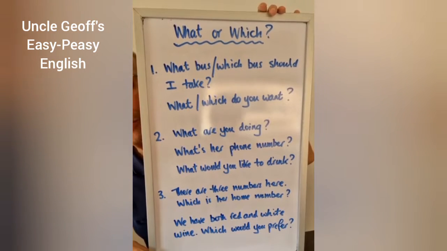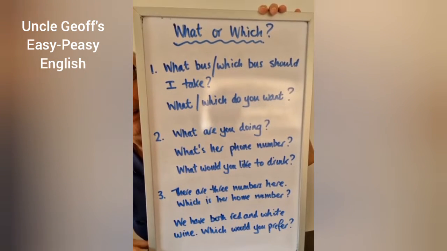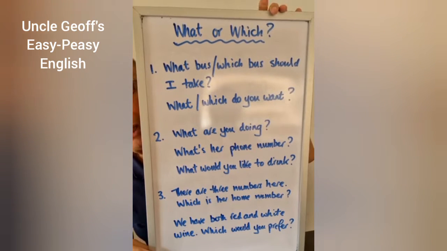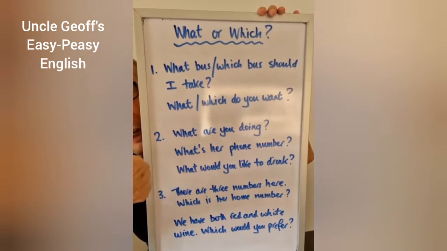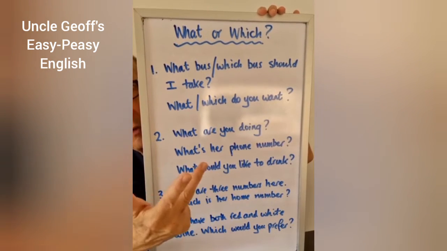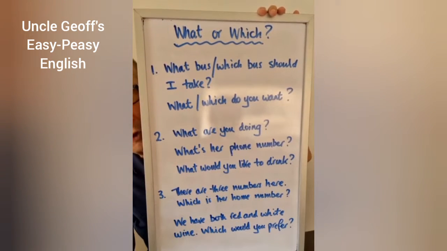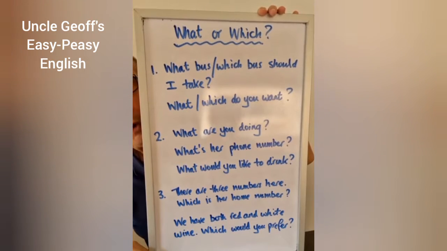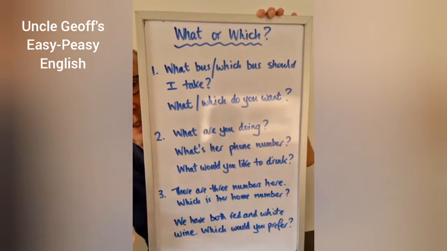Look at number 3. There are 3 numbers here. Which is her home number? Like telephone numbers. And here it's quite specific. You only have a choice of 1, 2, 3. So if you have a small choice, you have to use which. So there are 3 numbers here. Which is her phone number? Which one of those 3?